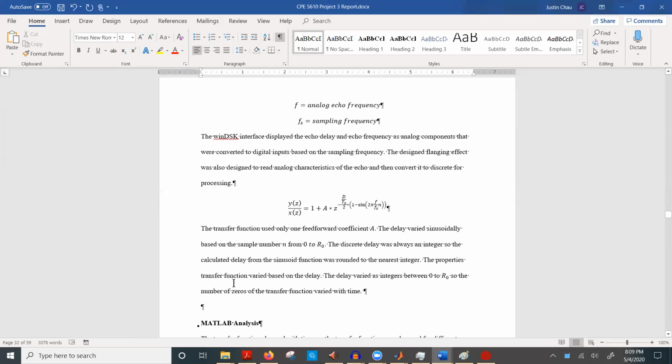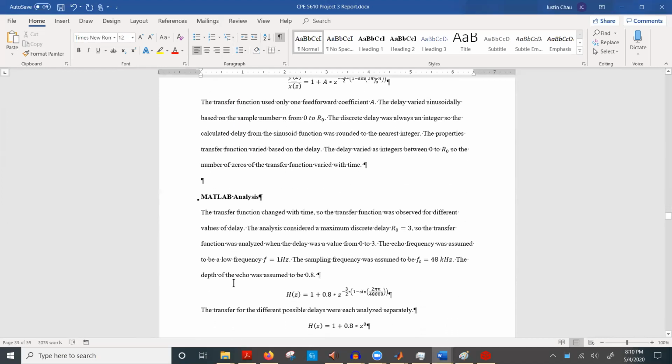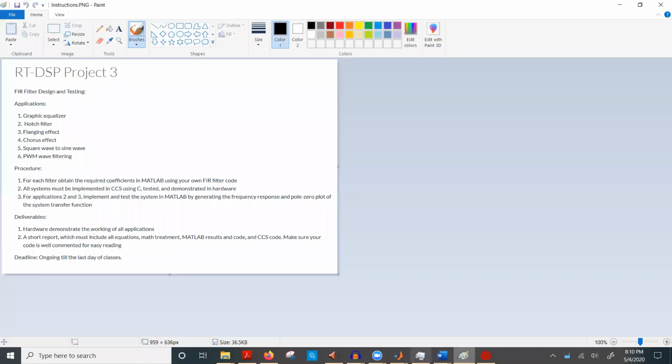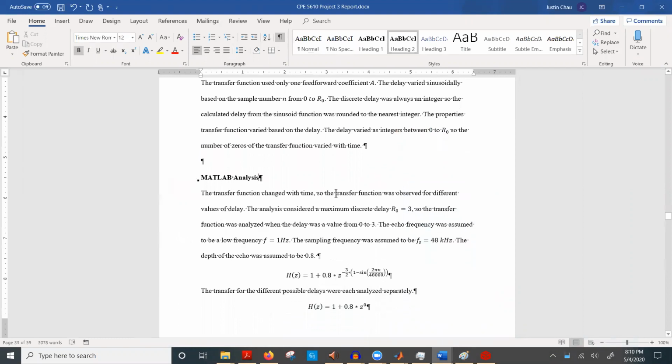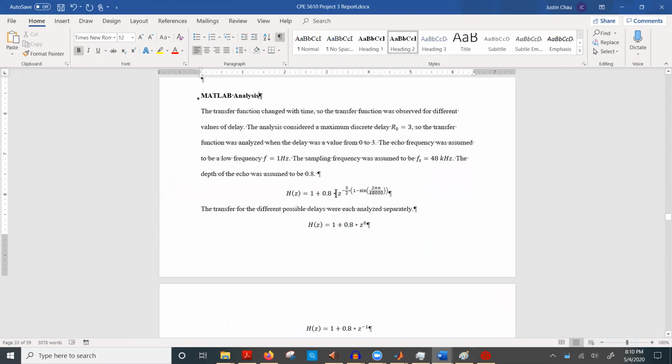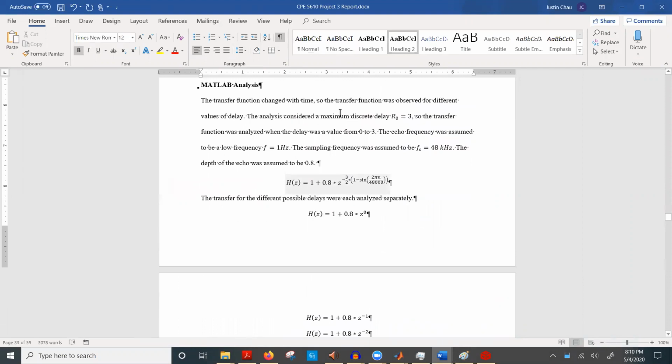To help us understand what's happening with the flanger effect, I did a bit of analysis here. Originally in the instructions, you told us to generate the frequency response and the pole zero plot of the flanger effect. The trick with the flanger effect is that since its delay varies, the number of poles and zeros that it has will also vary. In this MATLAB example, let's say the maximum number of delay samples is 3.